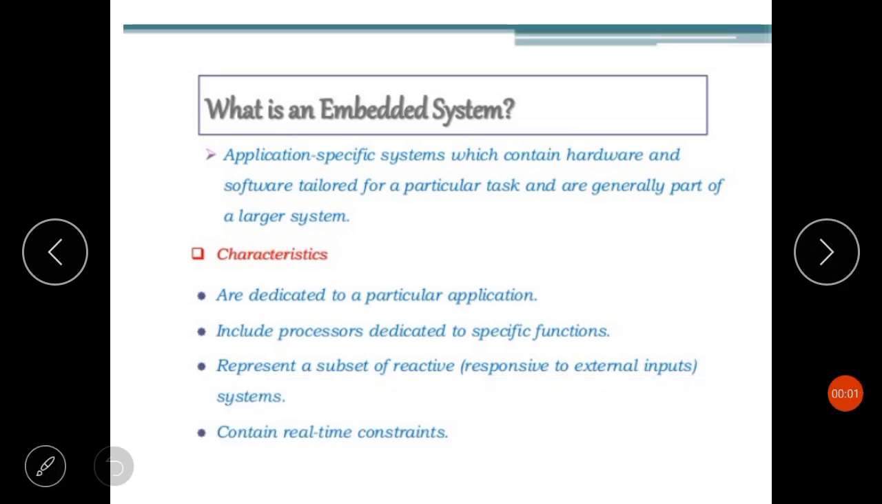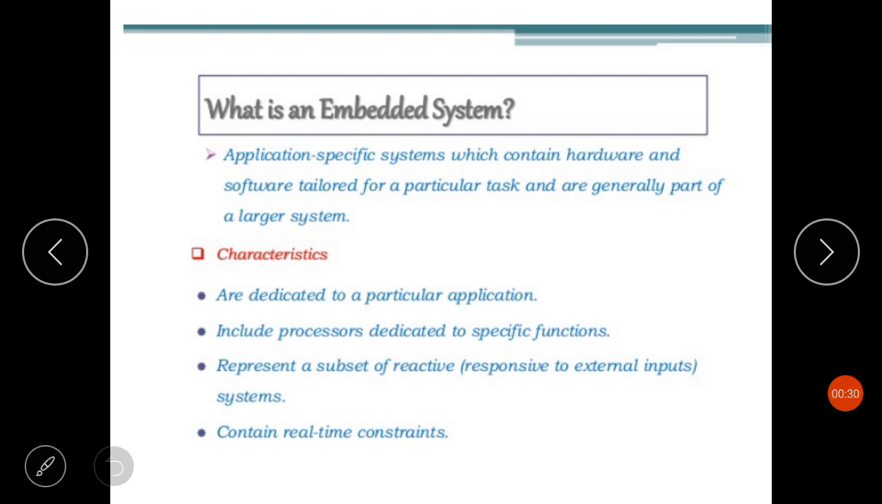Hello students, in the last lecture of the embedded system course I discussed microcontroller and how it is different from microprocessor. So you might be wondering why we are going to study microcontroller in this embedded system course. In this lecture I'll tell you the need to study this microcontroller part in the embedded system course. Before going into the detail, let me tell you what an embedded system is.